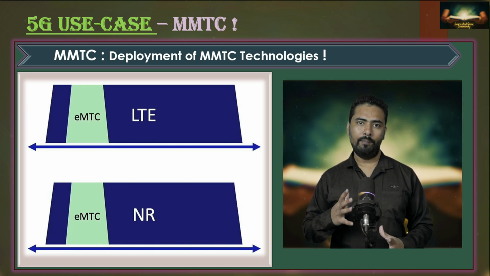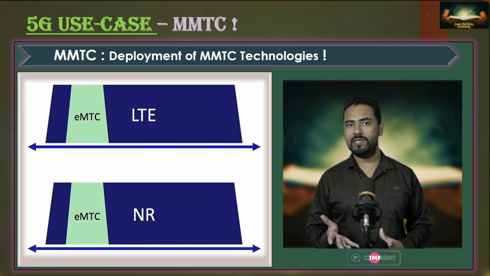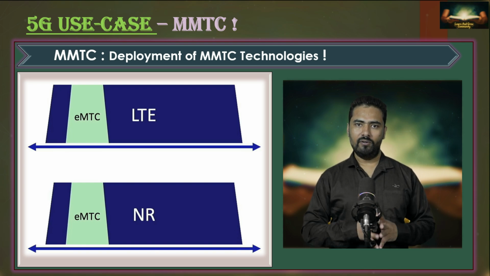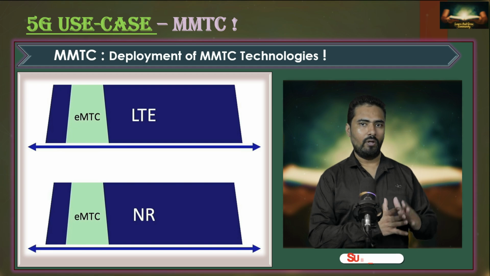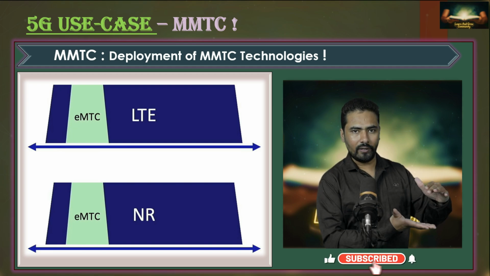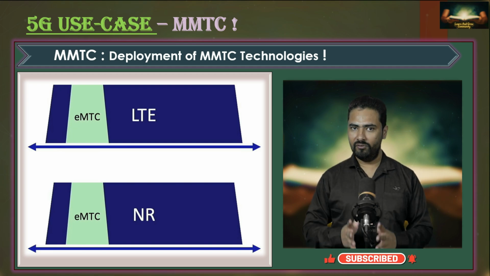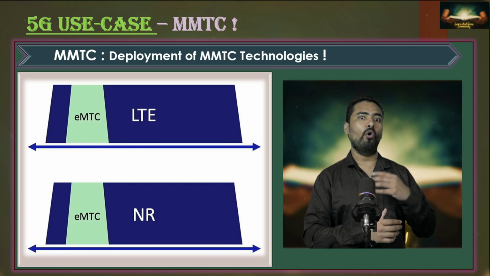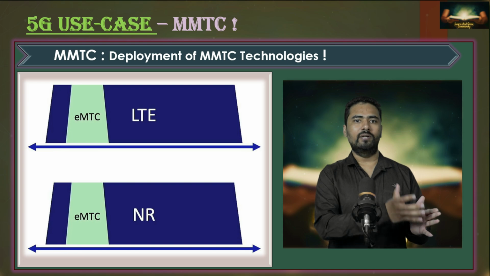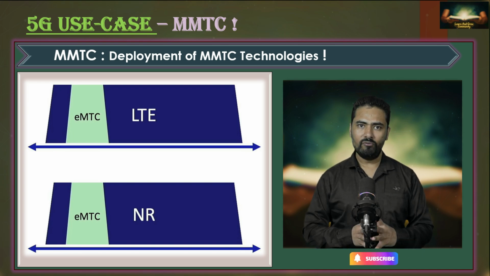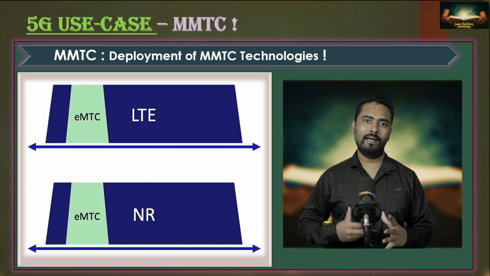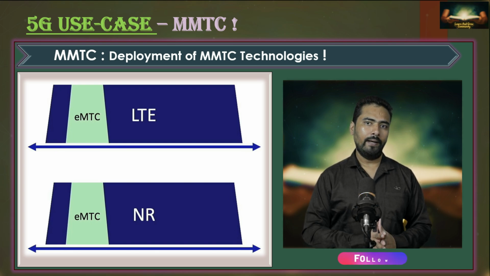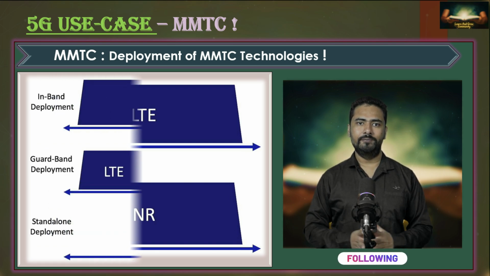So eMTC can be directly multiplexed into the existing LTE carrier. You can see this in the picture here. For example, if there is a 20 MHz LTE carrier, a 1.4 MHz portion can be allocated for eMTC access. Even this chunk of spectrum can be time shared between eMTC and non-eMTC devices, depending on the traffic and usage. The rest of the spectrum can be used to serve regular LTE traffic as usual. Similar deployments can also be applied to NR spectrum, as you can see here.